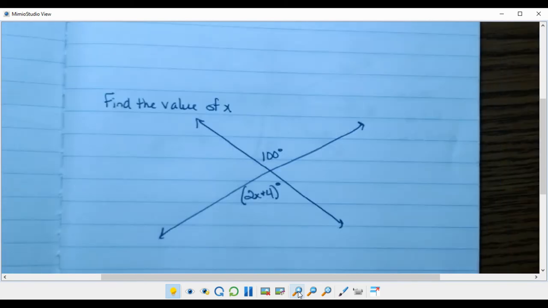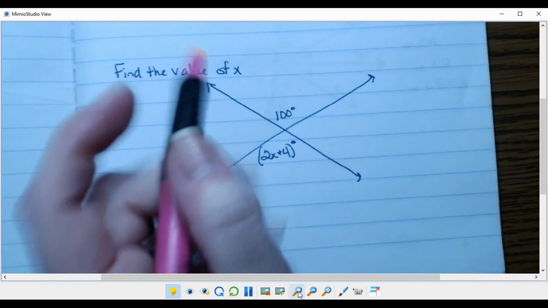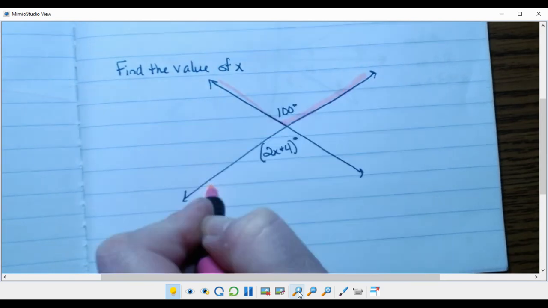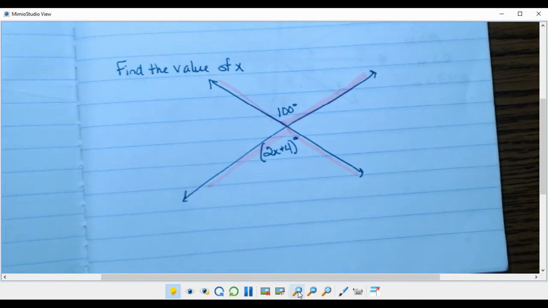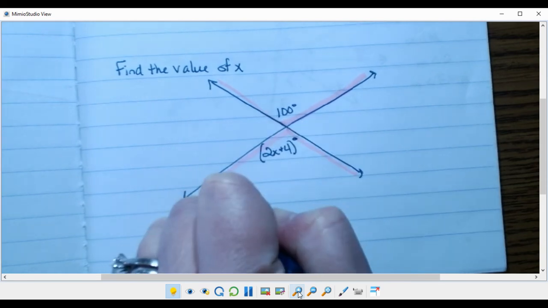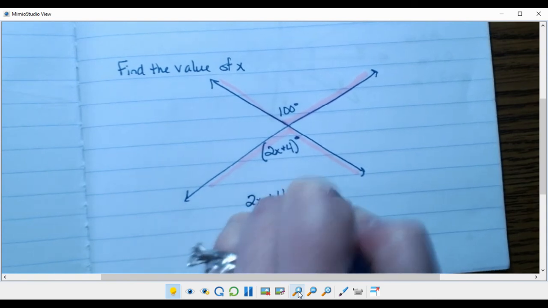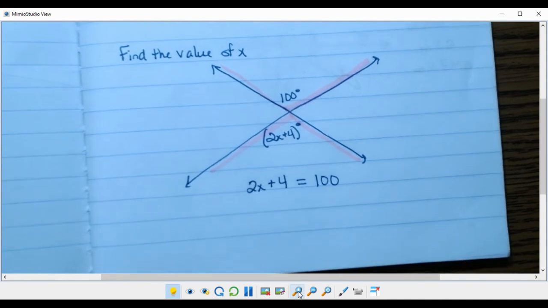Let's look at a picture. I have 2 lines that cross here. I want to know the value of X. And you look at that and you're like, what? So I recognize that I have vertical angles. This top one where the 100 is labeled, and this bottom one where the 2x plus 4 is labeled. And since they're vertical angles, I know that they're equal. So let me take the measurements and make an equation. 2x plus 4 equals 100. And now we've turned it from a geometry problem to a simple solving equations algebra problem. No big deal.